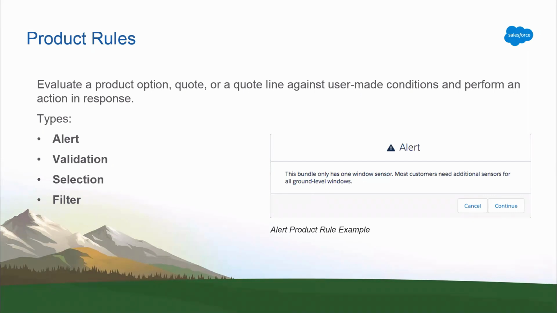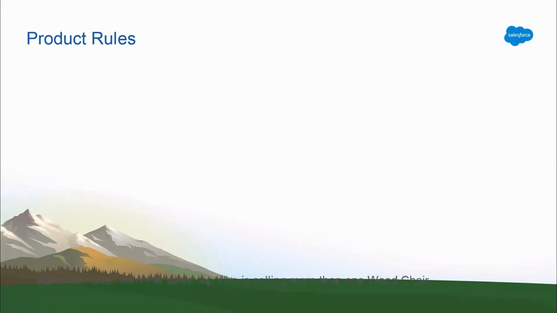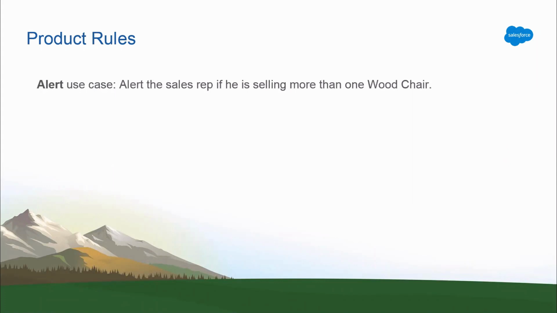So, for example, this is the way the alert rule is displayed after a certain condition is met. Let's see the example for alert. We want to alert the sales rep if he is selling more than one wood chair. For some reason, we want to alert the sales rep that he is selling more than one wood chair according to our business scenario.